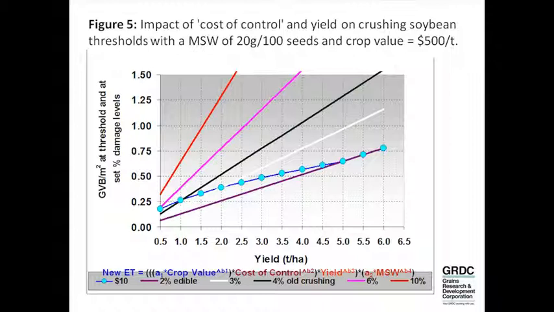So you can see very early on, the rate of damage you can tolerate is much higher, and it decreases as the yield increases. And that's just the way the maths work out. Again, you don't want to be developing graphs like that on the back of an envelope. Agreement?